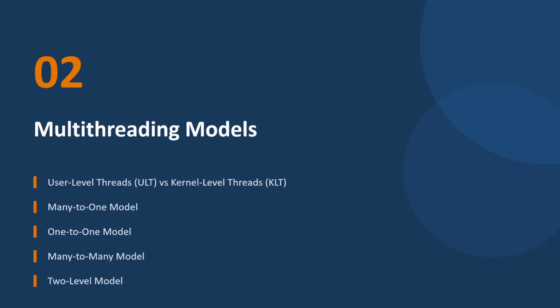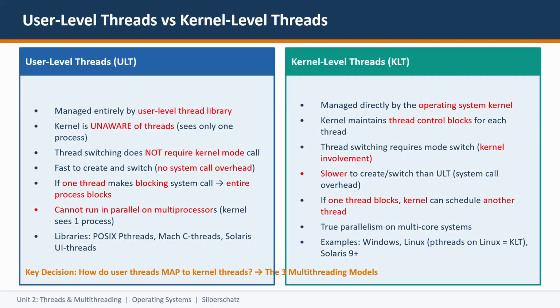Then the next concept is multi-threading models. Now let's look at multi-threading models. These models describe the relationship between user threads, which are managed by the application, and kernel threads, which are managed by the operating system.